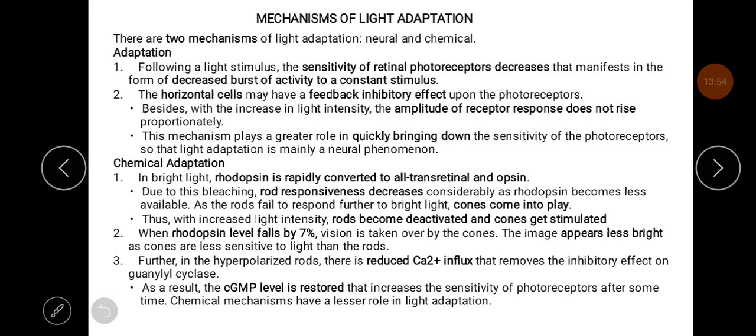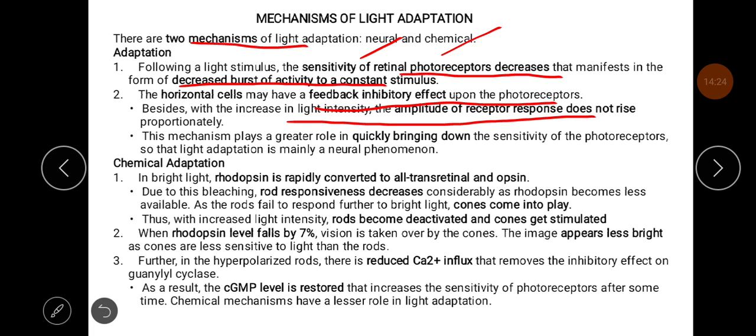So, mechanisms of light adaptation. There are two mechanisms of light adaptation: neural and chemical. Following the light stimulus, the sensitivity of the retinal receptors decreases, that manifests in the form of decreased burst of activity to the constant stimulus. The horizontal cells may have a feedback inhibitory effect upon the photoreceptors. Besides, with the increase in the light intensity, the amplitude of receptor response does not rise proportionately. This mechanism plays a greater role in quickly bringing down the sensitivity of the receptors, so that the light adaptation is mainly a neural mechanism.